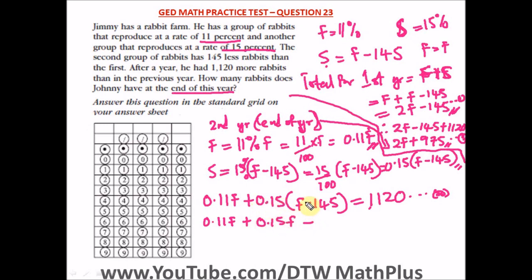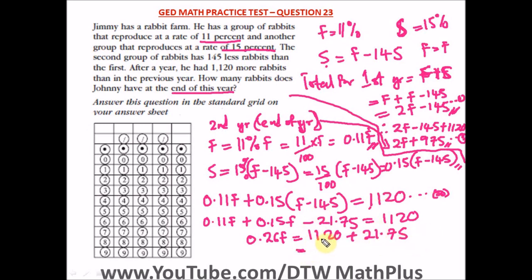Then minus 0.15 times minus 145 will give us, as you punch in your calculator, 21.75, equal to 1120. All right, so from here, if we add this up, what are we going to have? We're going to have 0.26F. Okay, and if we take this here, it's going to be a plus. So 1120 plus 21.75. Taking a minus to the other side of the equation will give us a plus.